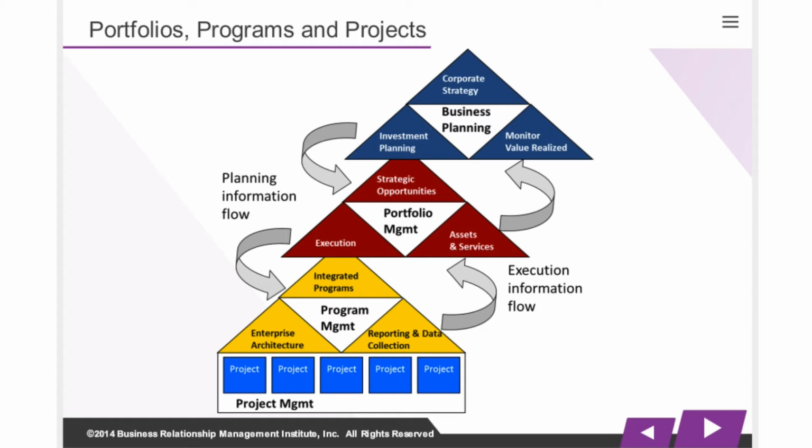Planning information flows from business planning through portfolio management to program management. This includes information such as business strategies and priorities, budgets, and timescales. Execution information flows from program management up to portfolio management and then to business planning. Information such as costs, quantified benefits, risks, and so on.